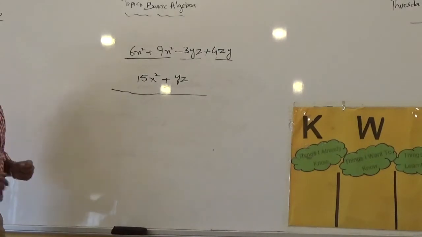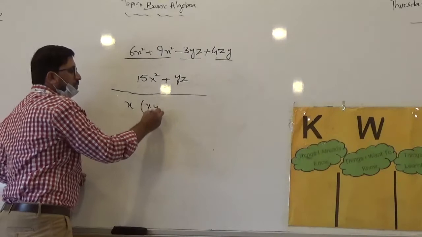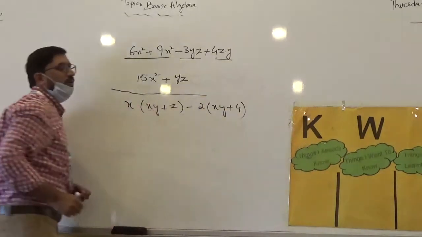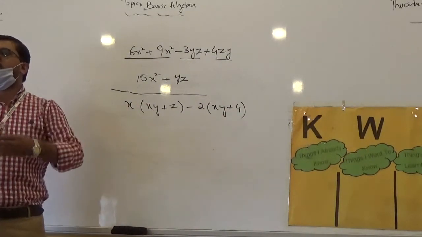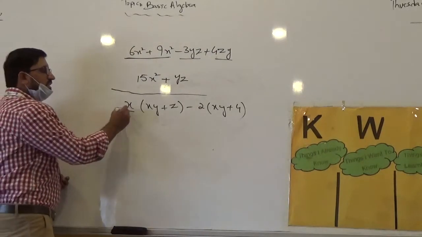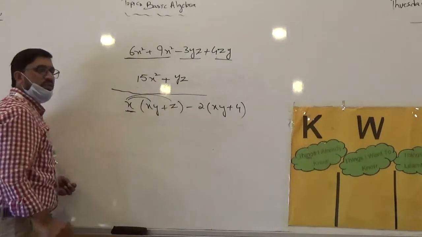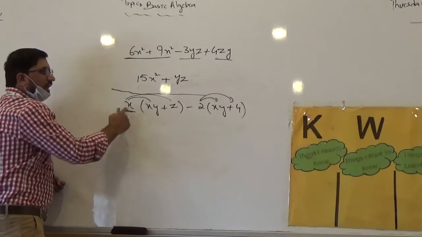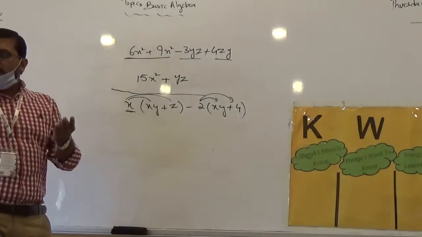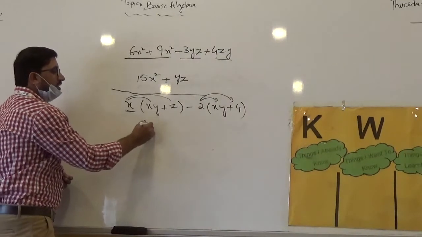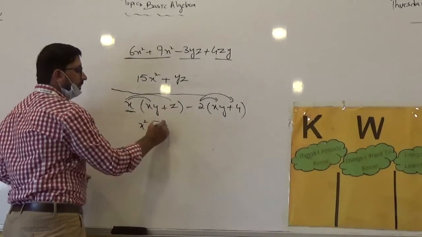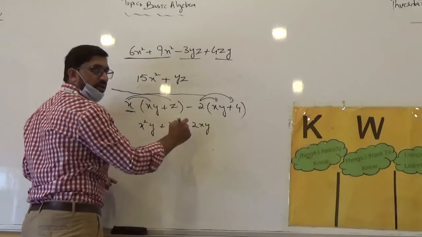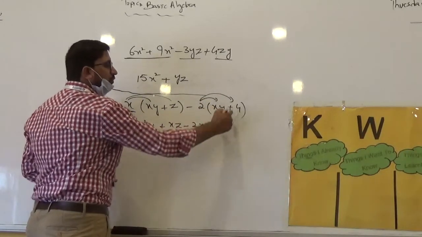Second thing, expansion: x into (xy plus z) minus 2 into (xy plus 4). Here we have to go for expansion first. That means the number given at the start of the bracket will be multiplied with both terms within the bracket. Similarly for the second part. X times xy: x and x are the same variables, so x squared y, because when we multiply, the powers are added. Then xz. Then minus 2 into xy is minus 2xy, and minus 2 into 4 is minus 8.